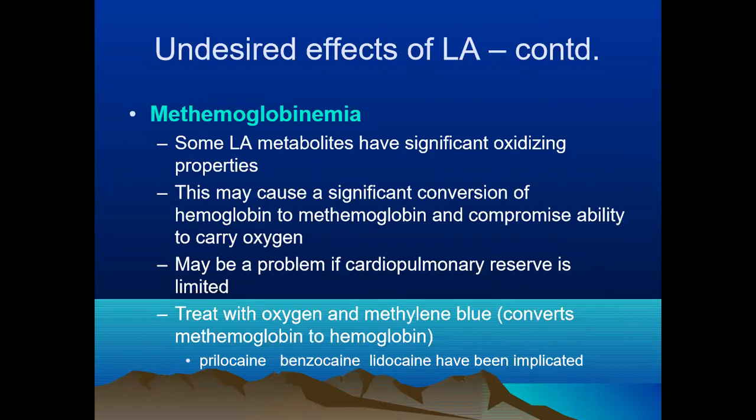Another one is methemoglobinemia. Some local anesthetics can produce a metabolite with an oxidizing effect, which can convert hemoglobin to methemoglobin and compromise the ability to carry oxygen. This may be a problem if cardiopulmonary reserve is limited. Treating with oxygen and methylene blue converts methemoglobin to hemoglobin. Prilocaine, benzocaine, and lidocaine have been implicated in this.